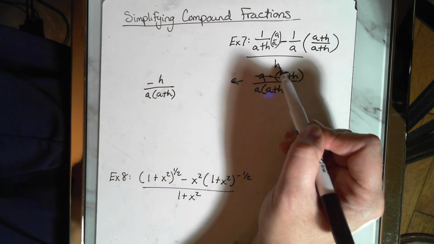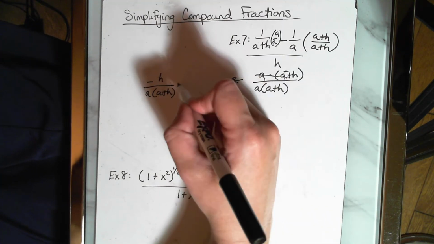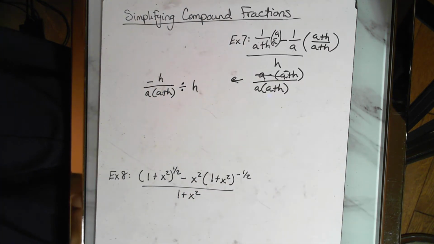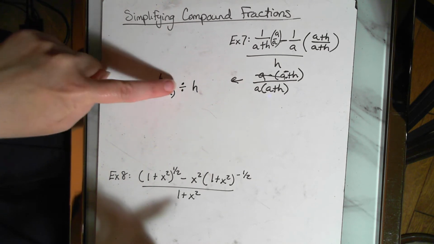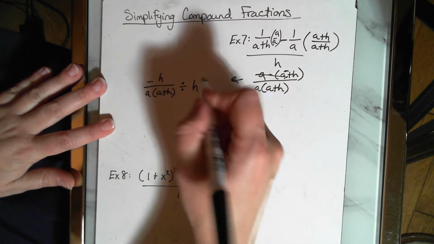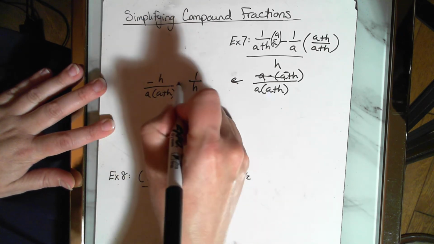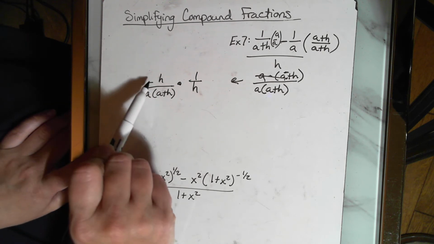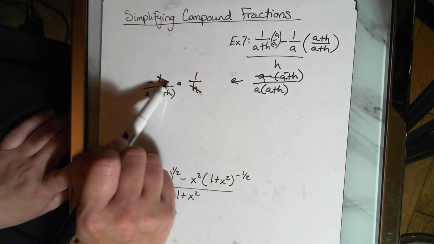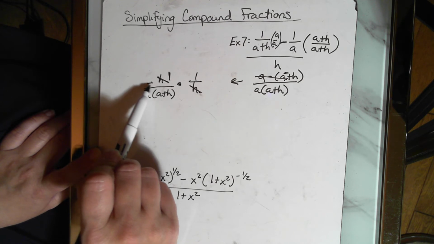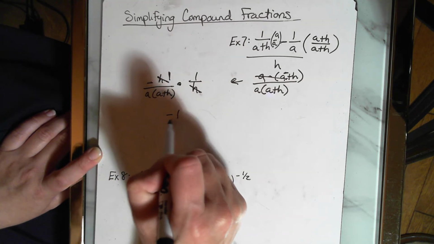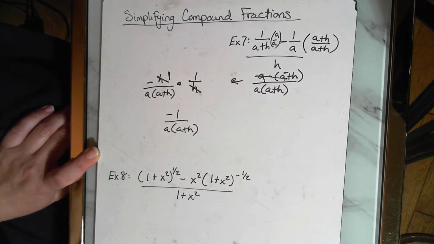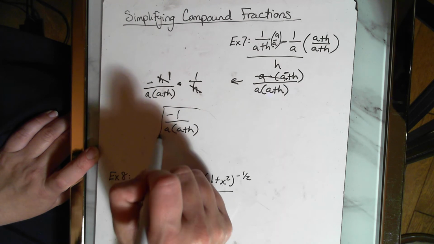Now, the denominator was just divided by h. So this thing is just divide by h. Okay? So fraction division says I flip this second thing and change to multiplying. So to flip this, I just put it under 1 and I change to multiplying. Now all I need to do is reduce. Negative h reduced by h is just negative 1. Okay, so I just multiply through and I get negative 1 over a times a plus h. And that's my final result for example 7. There it is.